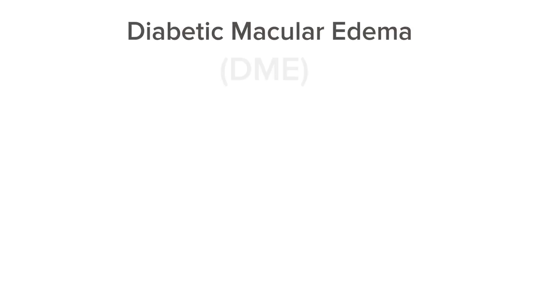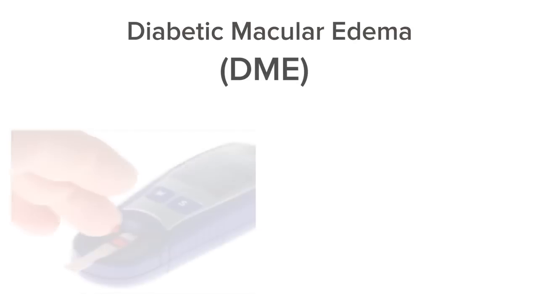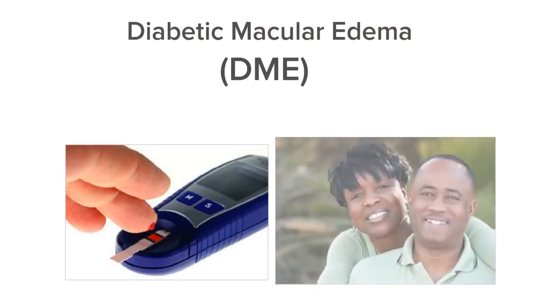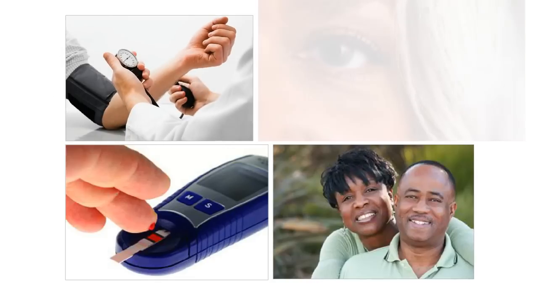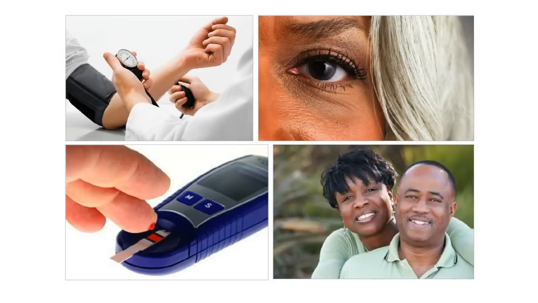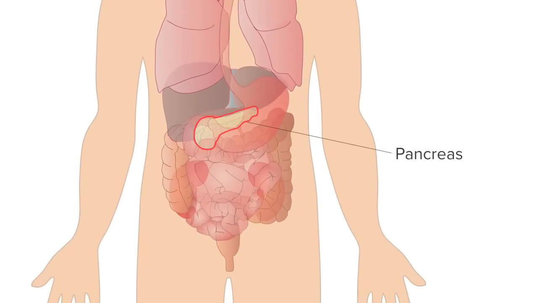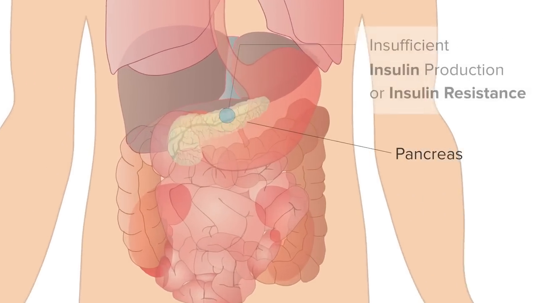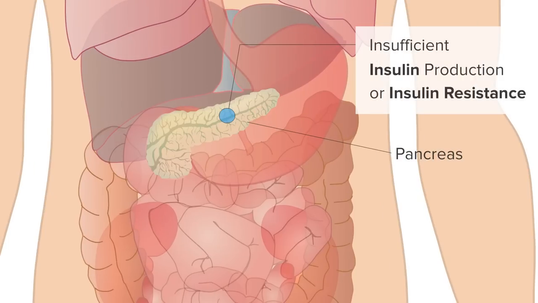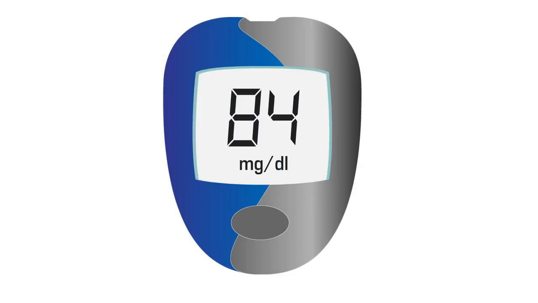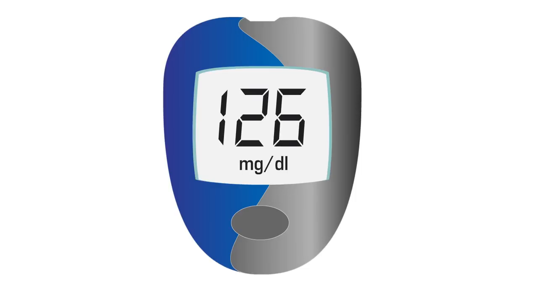Diabetic macular edema, or DME, develops as a complication of diabetes and is a leading cause of vision loss among working adults. Anyone with type 1 or type 2 diabetes is at risk. Diabetes occurs when the pancreas, a gland between your stomach and your spine, fails to produce adequate levels of insulin or is unable to use the insulin properly. This harms the body's natural ability to control blood glucose levels, which become dangerously high without consistent management.